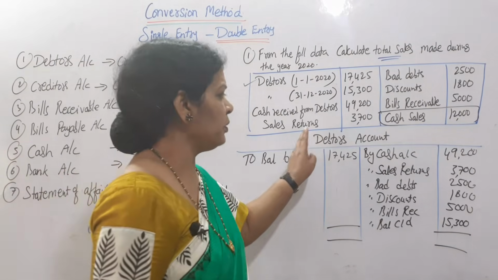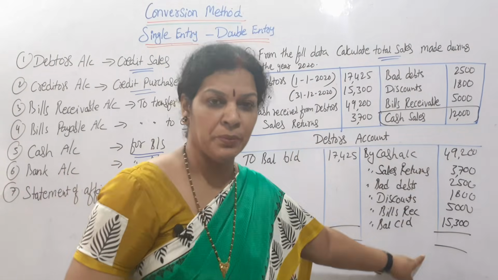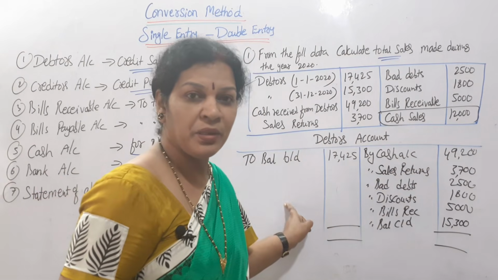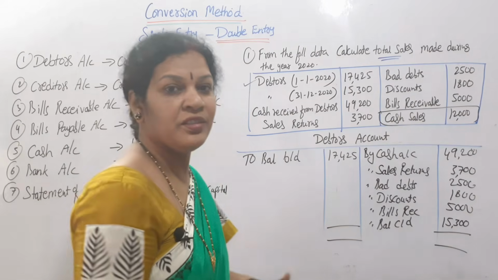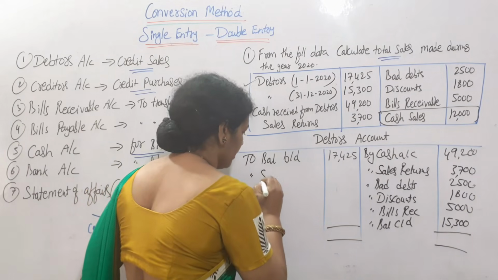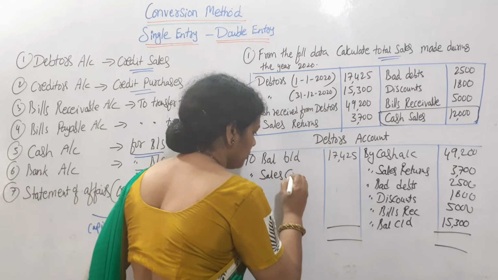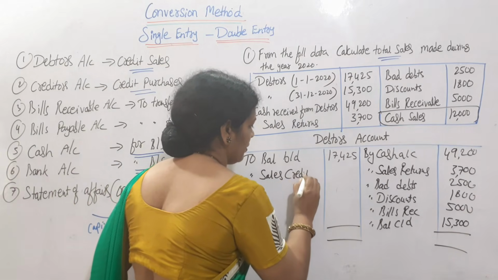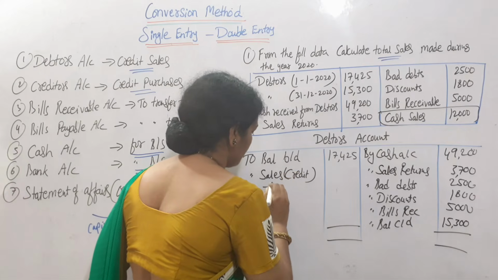Always remember, whenever you open the debtors account, credit side will be more, debit side will be less. So the difference is here, we'll say it as sales. In brackets you can say credit sales. This is the balancing figure.